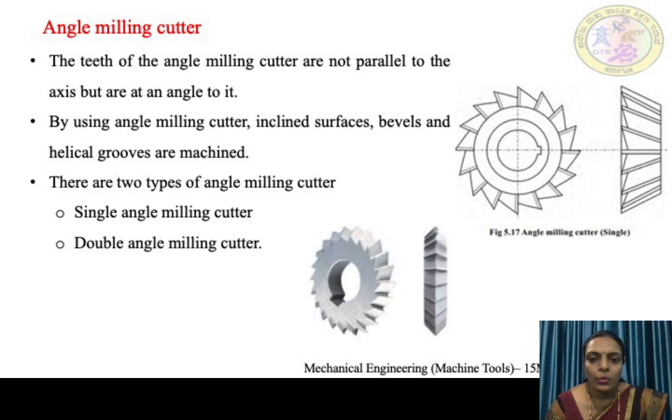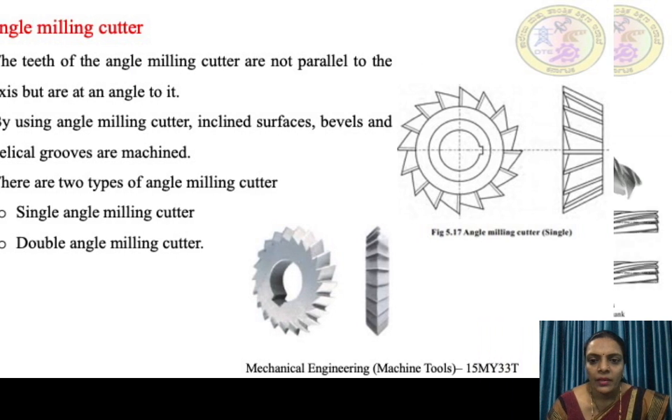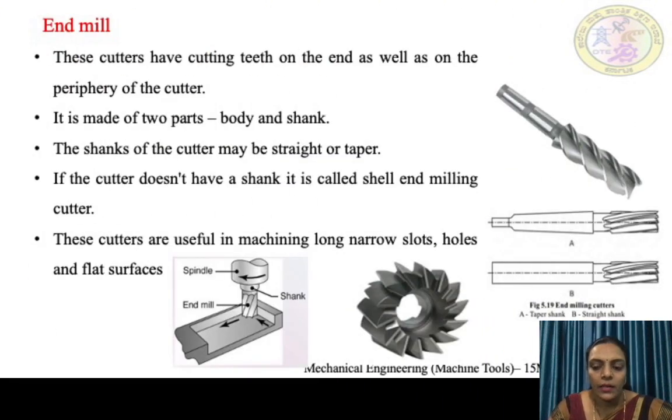There are two types of angle milling cutter: single angle milling cutter and double angle milling cutter. The picture shows the single and double angle milling cutters. Next we will pass on to the end mill.